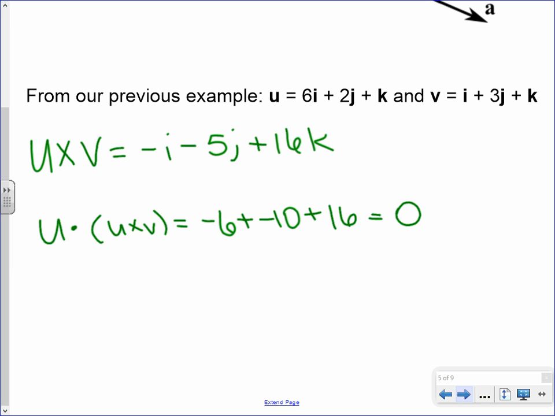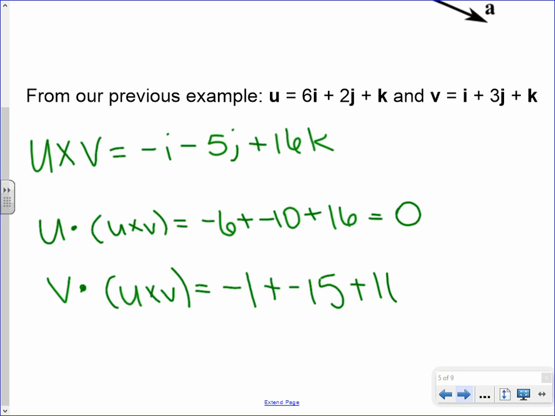We have orthogonal vectors. Let's do it with V. If we take a dot product of V and U cross V, then we take -1 times 1 plus -5 times 3 plus 16 times 1. Yeah, orthogonal vectors. Isn't that cool?